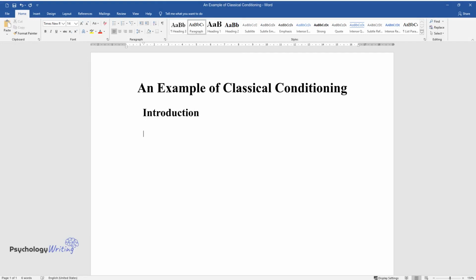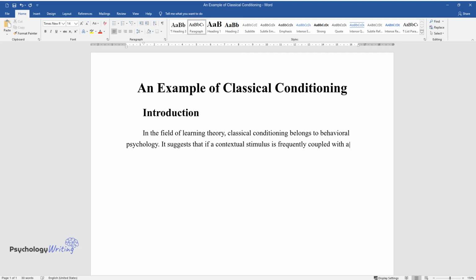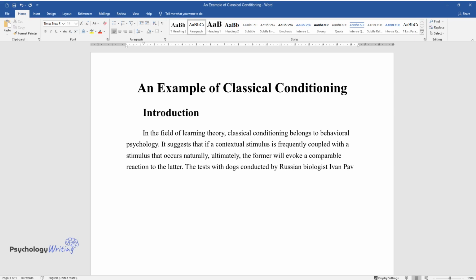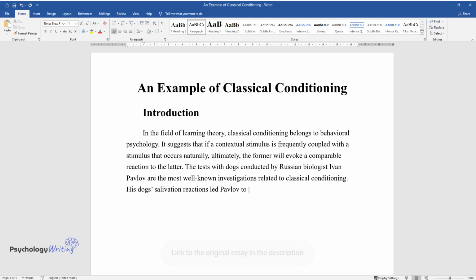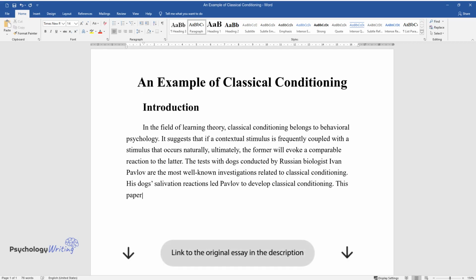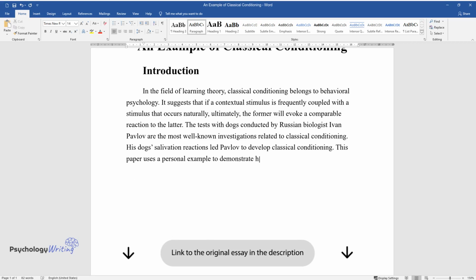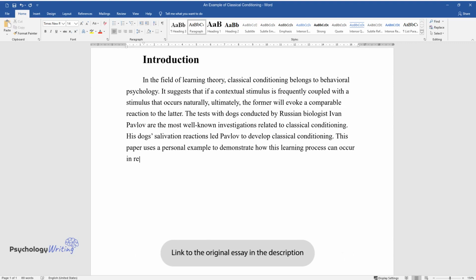Introduction. In the field of learning theory, classical conditioning belongs to behavioral psychology. It suggests that if a contextual stimulus is frequently coupled with a stimulus that occurs naturally, ultimately, the former will evoke a comparable reaction to the latter. The tests with dogs conducted by Russian biologist Ivan Pavlov are the most well-known investigations related to classical conditioning. His dog's salivation reactions led Pavlov to develop classical conditioning. This paper uses a personal example to demonstrate how this learning process can occur in real-world situations.